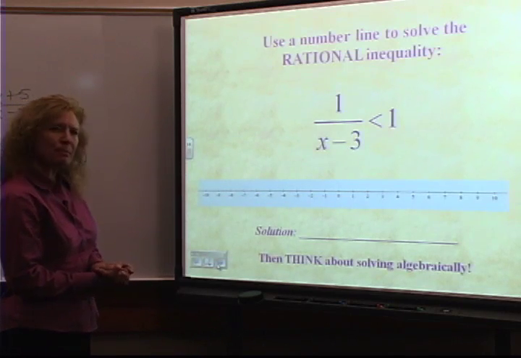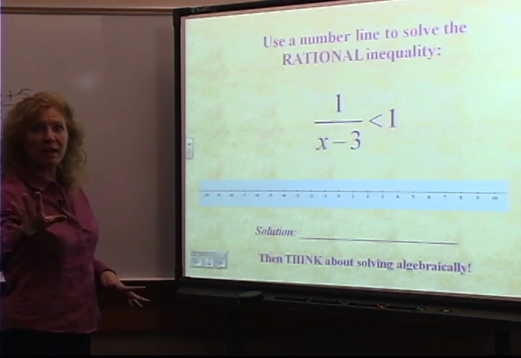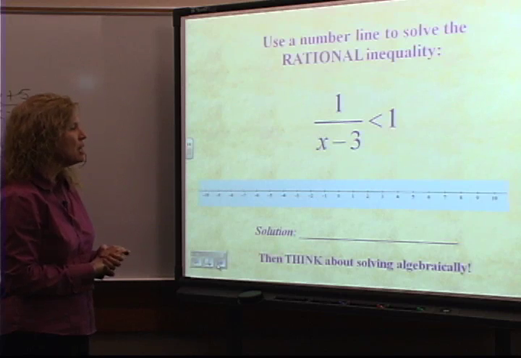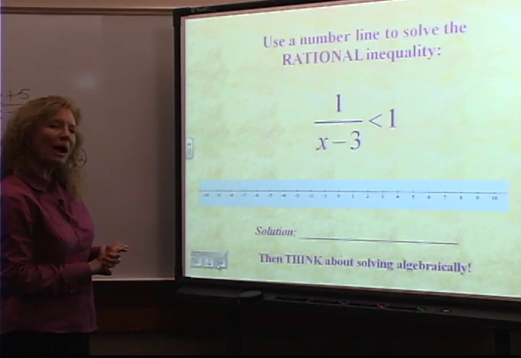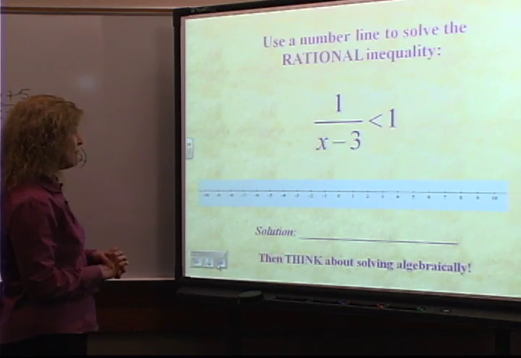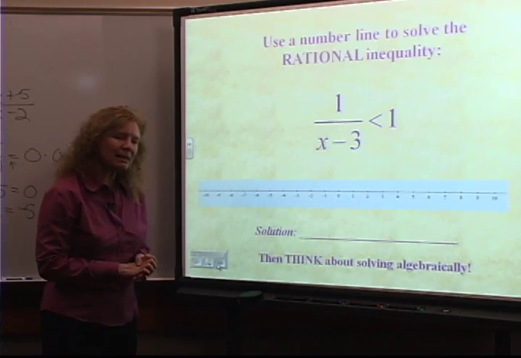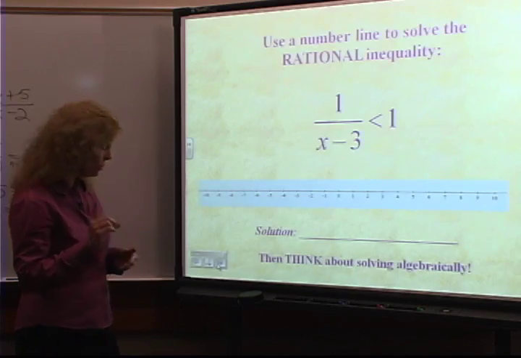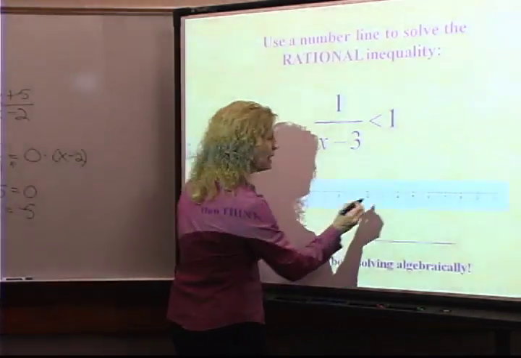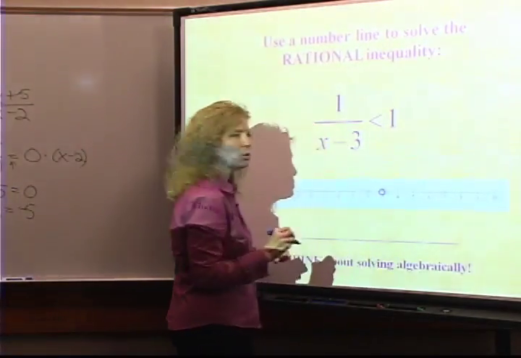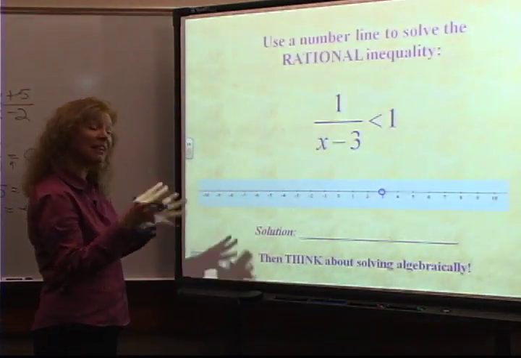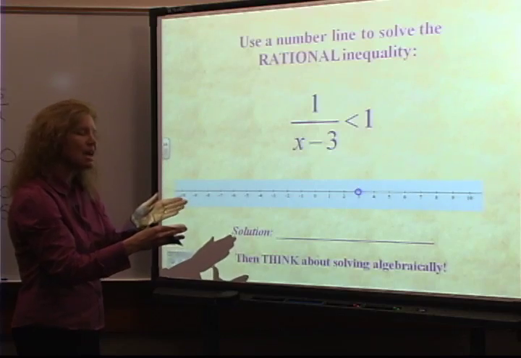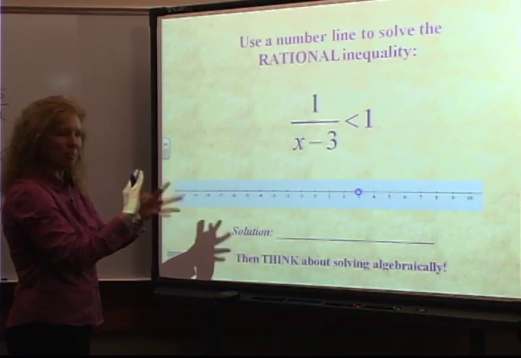1 over x minus 3 is less than 1. You'll notice we don't have that 0 this time, so we can't necessarily think positive, negative. Okay, so the question is, first off, what would make the denominator equal to 0? 3 would. Well, we can't let it equal 3, so I'm putting an open circle there. It can't be 3. But the 3 is where an asymptote would happen on the graph, and so it would be a breaking point.